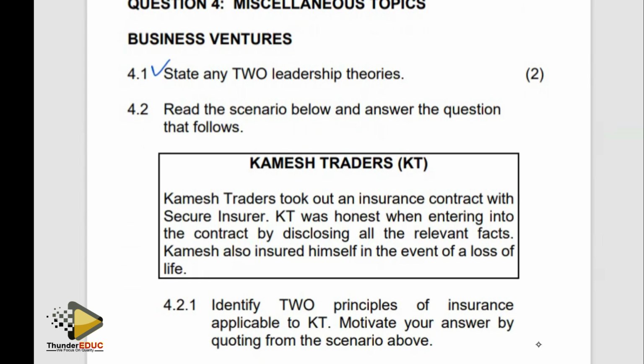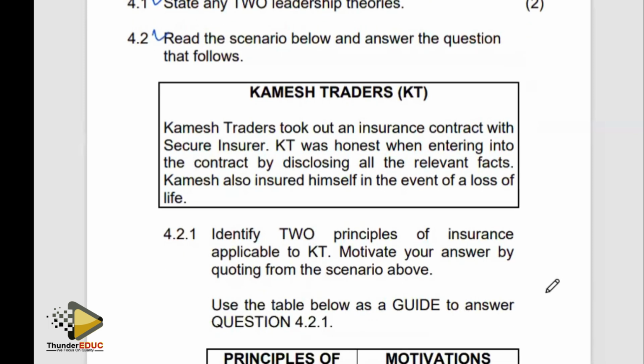So now, two leadership theories that we can take into account in this regard are situational leadership, transformational leadership, as well as leaders and followers. Okay, right.